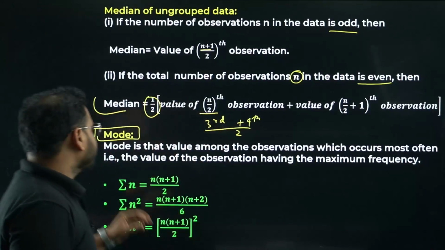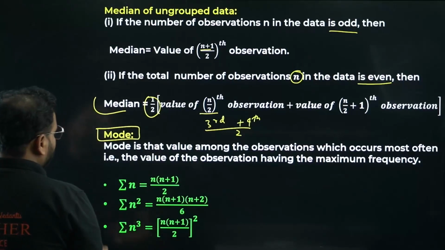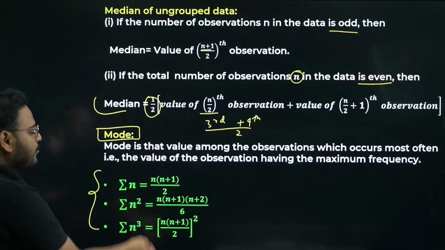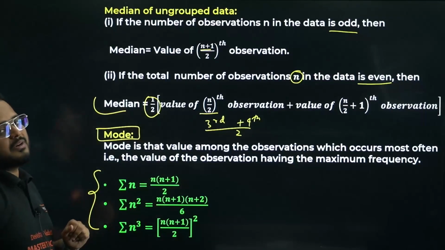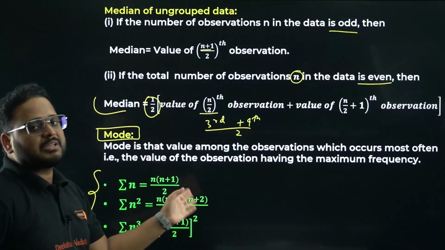Now moving on. There are three very important formulas that we have to remember coming from AP and the other sequences that we have. The sum of the first n natural numbers is given by n times (n plus 1) by 2.